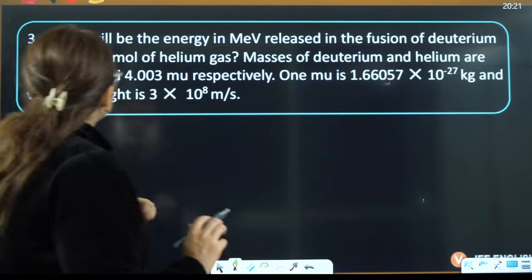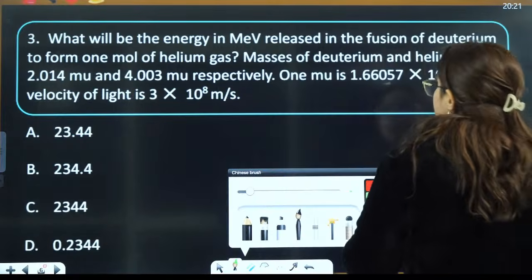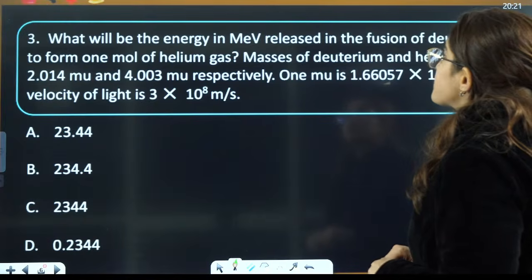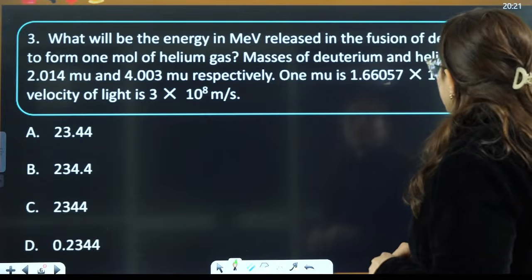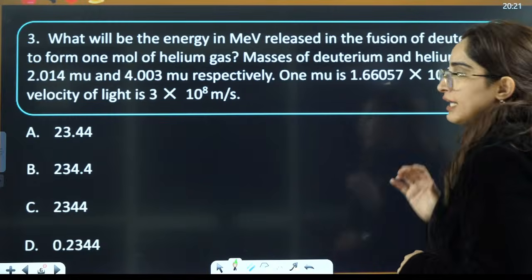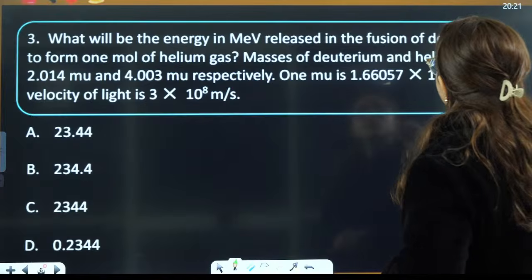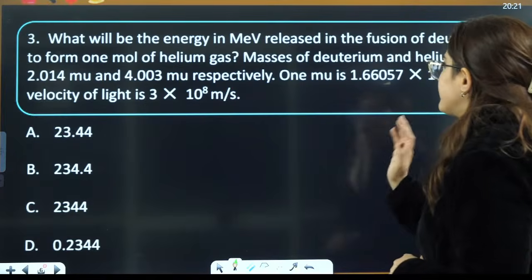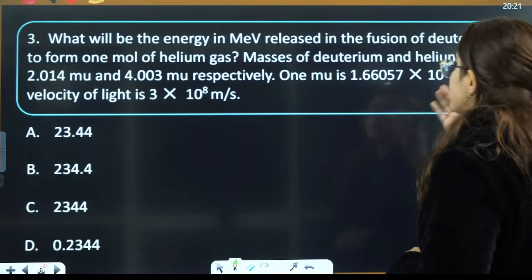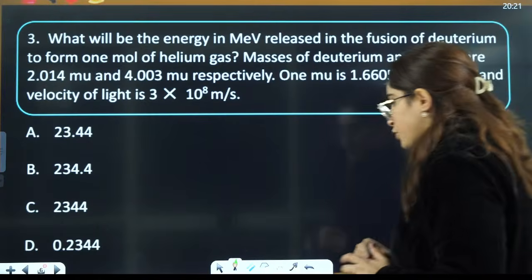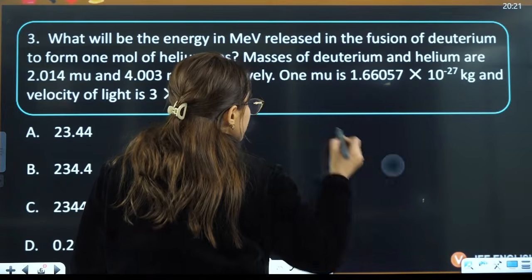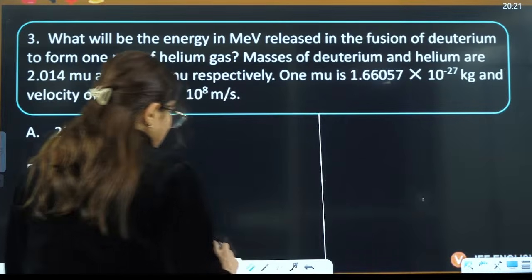Next question is, which will be the energy in MeV, that is mega electron volt, released in the fusion of deuterium to form 1 mole of helium gas. Masses of deuterium and helium are given. 1 mass unit is this many kilograms and the velocity is this much. So see what they have asked you here and how to solve this question.